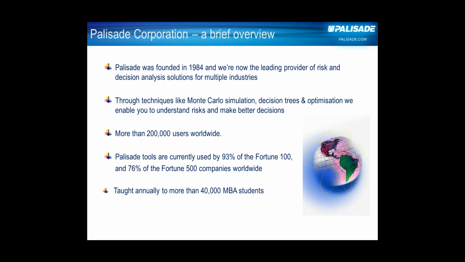Palisade itself, just a little bit of a corporate overview. We've been going now since 1984, so a very long time for a software company. And what we make is a number of different software tools which help to understand risks and ultimately to make better decisions. So they fall into the category of decision support tools.